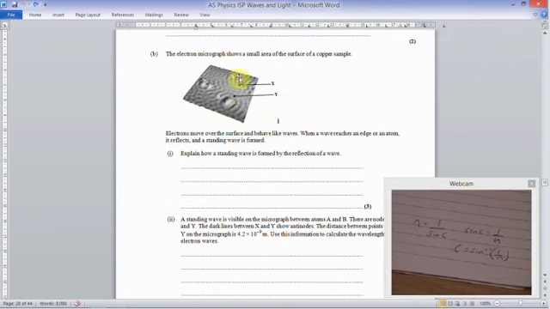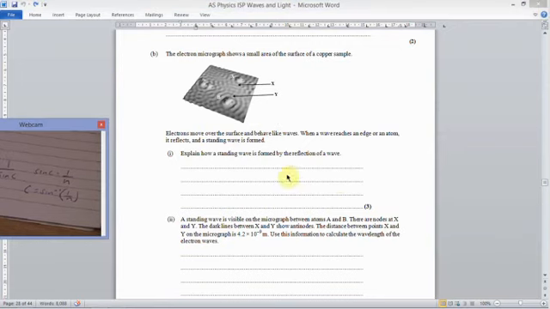So A and B, both of these are antinodes. There are nodes at X and Y. So we've got a node there and a node there. The dark lines between X and Y show antinodes.